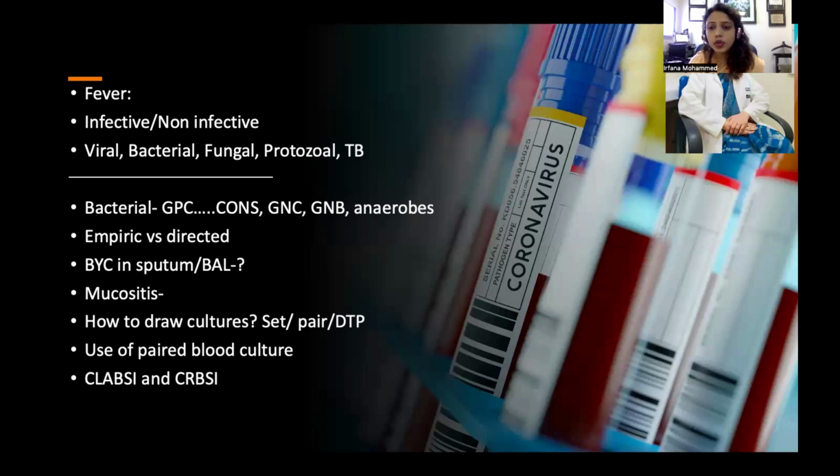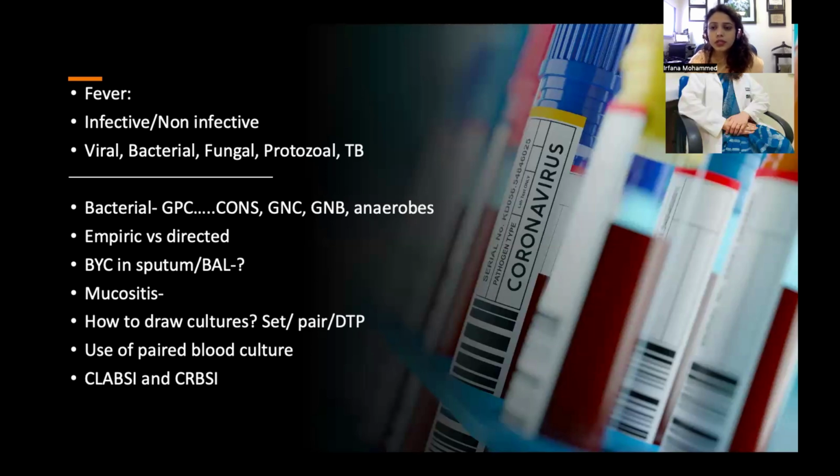So what is the importance of paired blood culture? One is that you rule out contamination. If the same bug is growing from both central and peripheral line with a differential time to positivity, DTP, of more than 2 hours, it means that the bacteria or the fungus is coming from the central line. The source is the central line and then it is going into the blood.